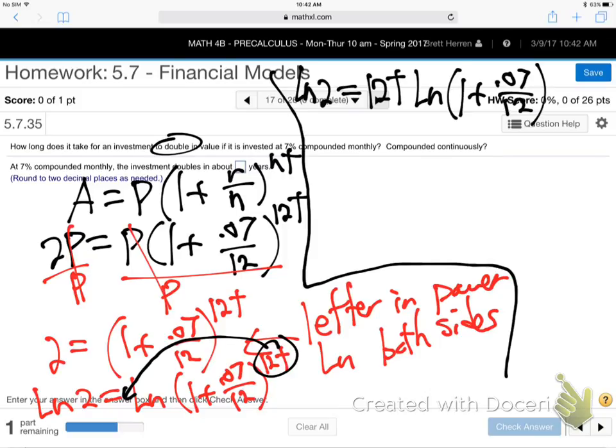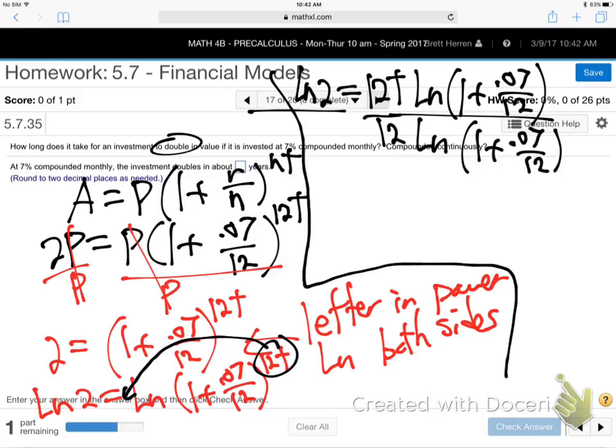And now, how do we solve for t? Just divide. All that's just multiplied. Okay. Just divide by the 12 and the ln of 1 plus 0.07 over 12 on both sides.